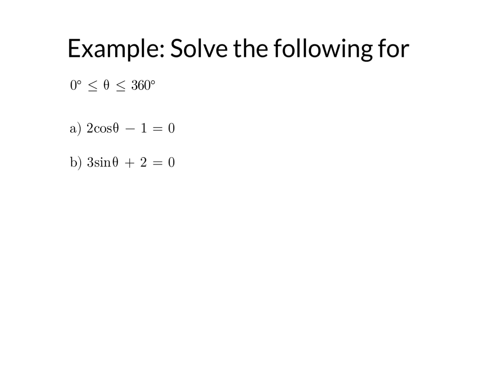So for the first one, remember you're making the trig function the subject. So you've got to get the cos theta by itself and then solve. And the second one, you've got to get the sine theta by itself. Let's have a look at both. So here's our example. We're going to solve for cos theta equals negative 1/2 and sine theta equals negative 2/3.